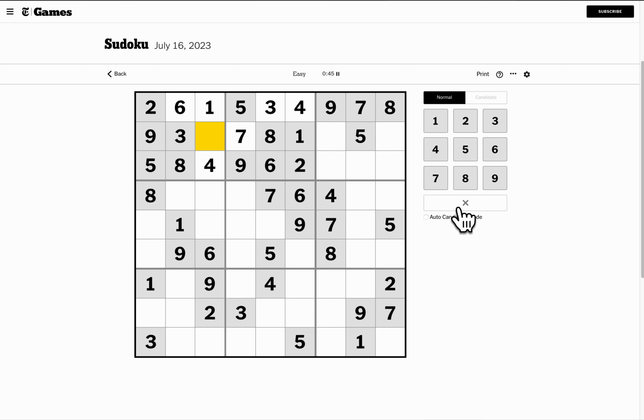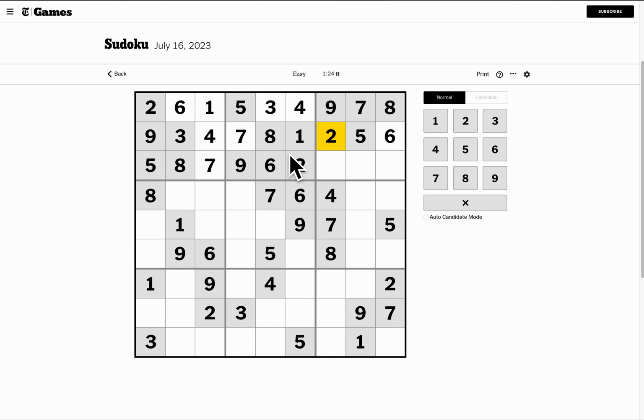Or not. Okay, let's try that again. Okay, row one needs one and six. I can write those in. I need four and seven. Okay, that looks better. Row two, I need two and six, and I can write those in.